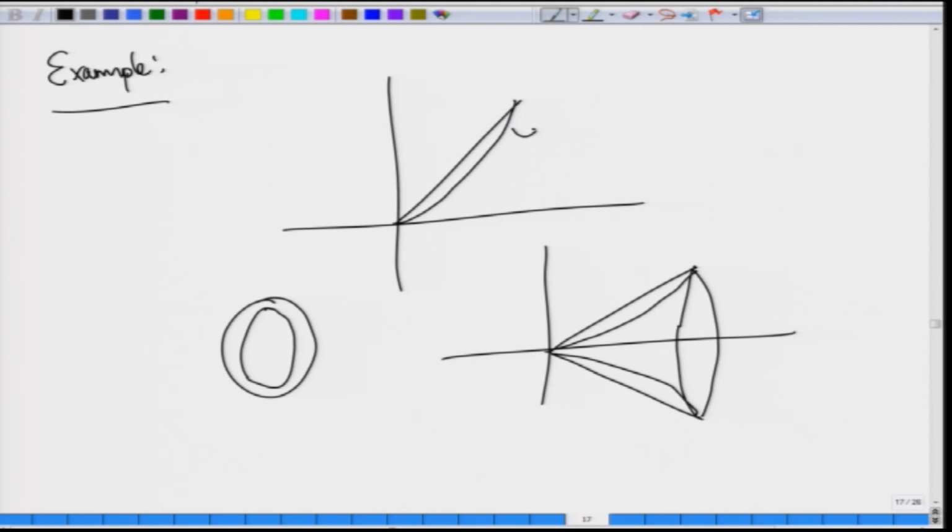Suppose I take this to be my curve y equal to x square and this is y equal to x, the line. So, here this is x and the smaller one is x square. If I take it from 0 to 1, x is 0 to 1. Therefore, the cross sectional area is equal to pi of x square minus pi of x to the power 4.